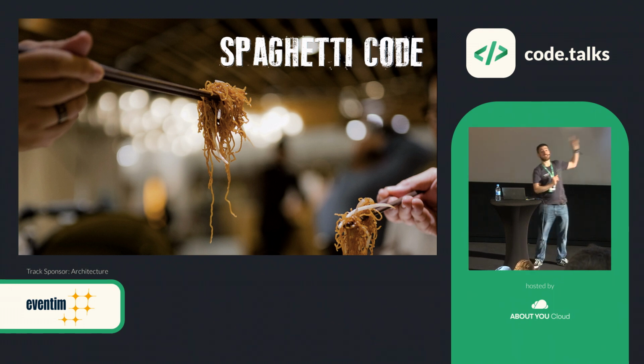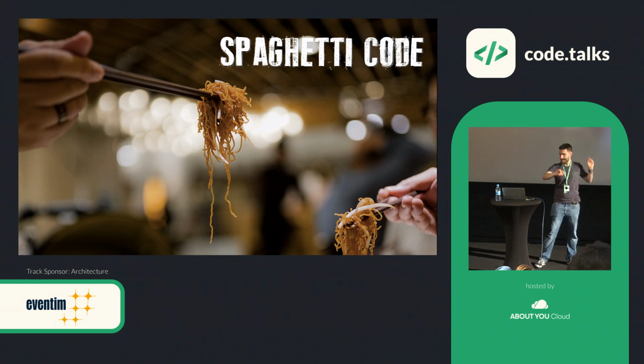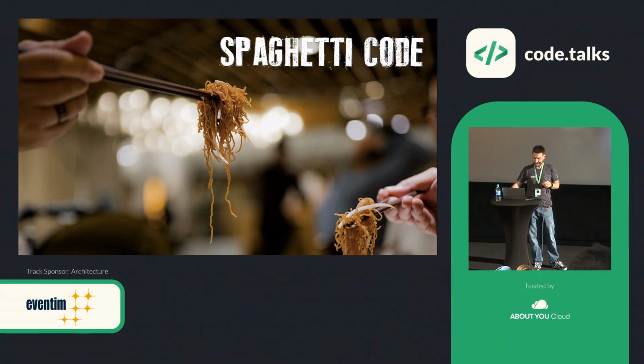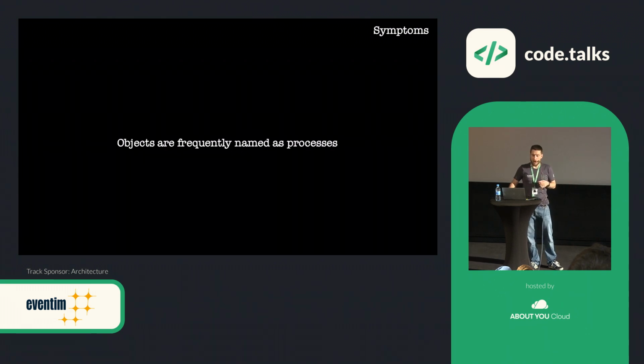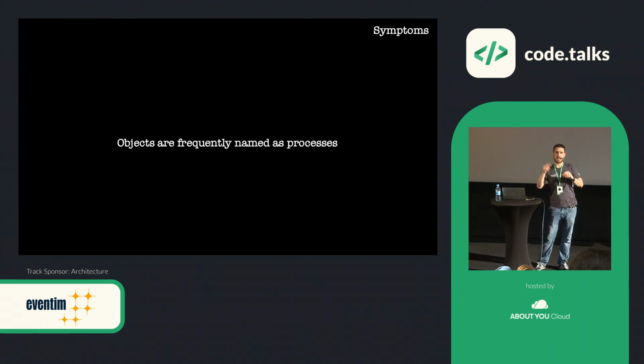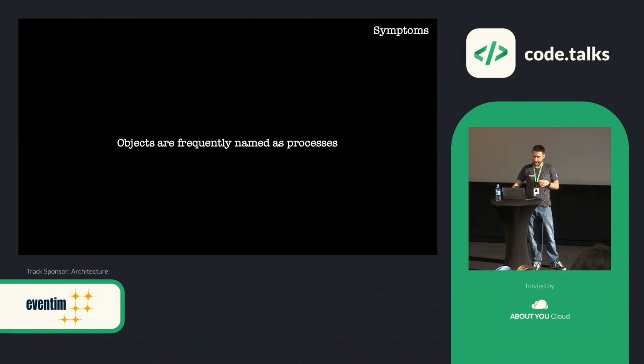I mean, it's actually spaghetti code, but the best images of spaghetti that I could find were noodles. So I've gone with that. So symptoms of spaghetti code is that you can't reuse anything. It's impossible to reuse stuff. Objects are frequently named as processes. I've worked in places where we had objects called get something from third-party web service or something. Like, the actual object was called that, not a method.